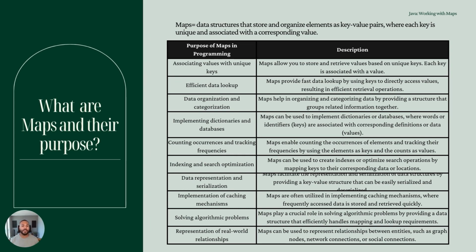I have a table with a bunch of purposes of maps in programming as well as their descriptions, and I'm going to go into detail for each of the purposes. The first one is associating values with unique keys.